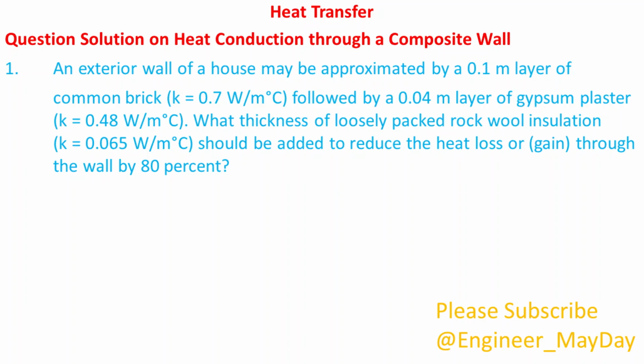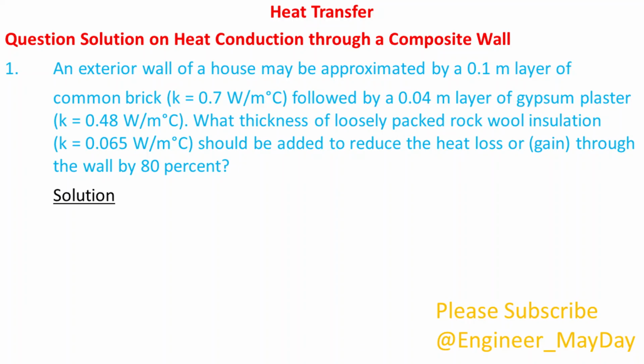Let's tackle this question. An exterior wall of a house may be approximated by a 0.1 meter layer of common brick of thermal conductivity K equals 0.7 watts per meter per degree Celsius, followed by a 0.04 meter layer of gypsum plaster of thermal conductivity K equals 0.48 watts per meter per degree Celsius. What thickness of loosely packed rock wool insulation of thermal conductivity K equals 0.065 watts per meter per degree Celsius should be added to reduce the heat loss or gain through the wall by 80%?